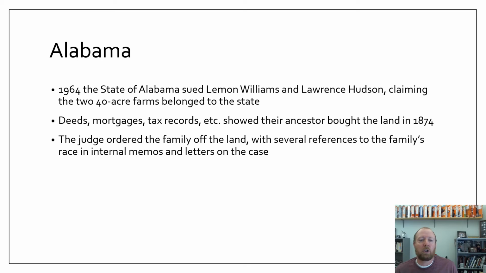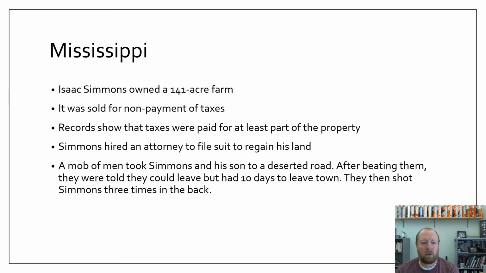So they were able to show deeds, mortgages, tax records that their ancestors bought this land in 1874. However, going to the court system, the judge ruled that the family had to leave the land. So in the ruling, further as they evaluated this, internal memos and letters on this case showed the reason why the judge did this was because of the race of these 2 individuals. Again, legally evicting this family who had legally owned the land for almost 100 years because of their race.